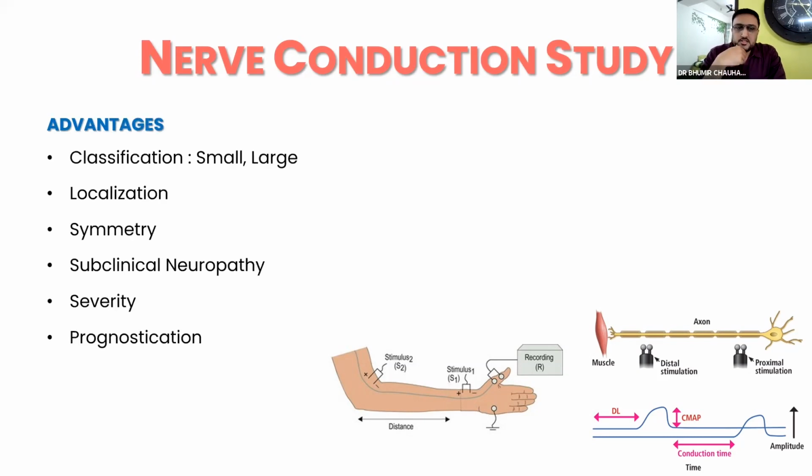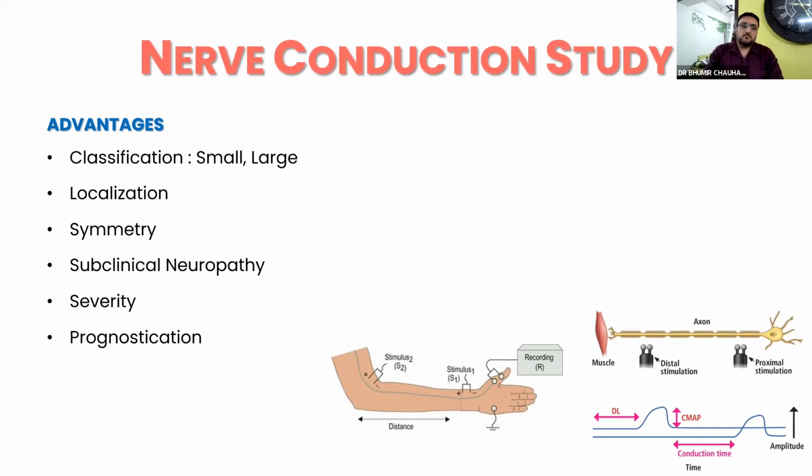The advantage of doing nerve conduction is that first you might be aware about the type of nerve fibers which are involved, whether the small fibers are involved or large fibers are involved or both of them. So that will support your clinical data. Second, it is also important for localization.